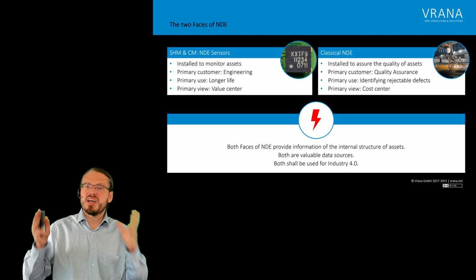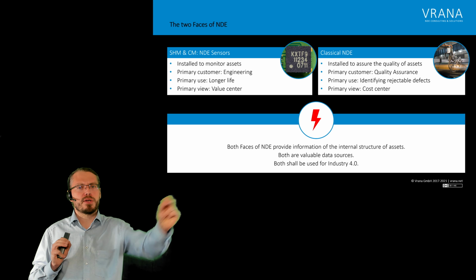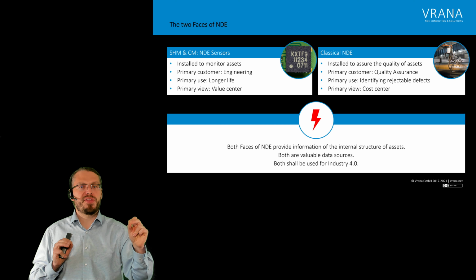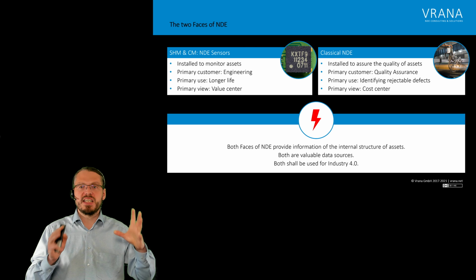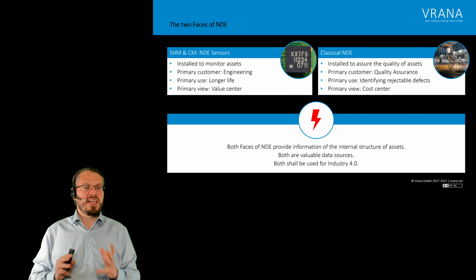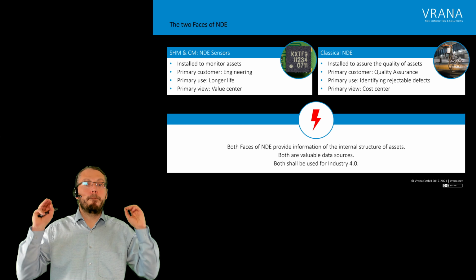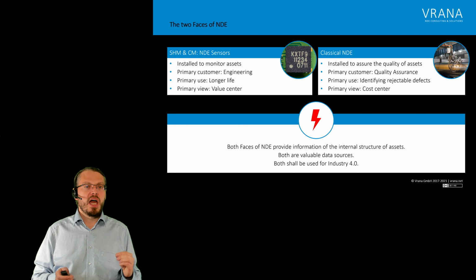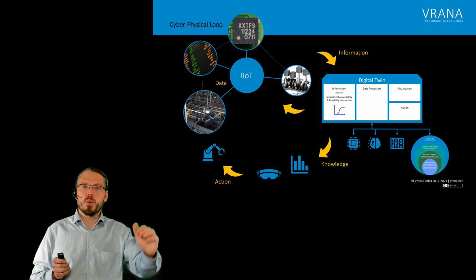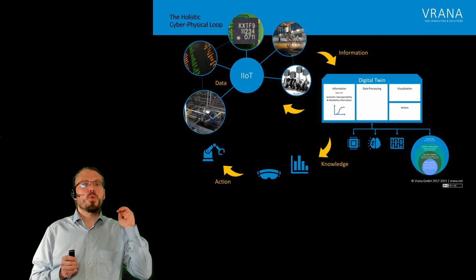But the big benefit is it's already installed. So what we need is only to have interfaces between our classical NDE systems and the industrial Internet of Things, so that engineering and all other entities in industrial production can start using also classical NDE data. Because for me, both sensors and classical NDE should both be used for Industry 4.0 and are both NDE 4.0. So we have to get from this cyber-physical loop to a holistic cyber-physical loop which includes NDE.